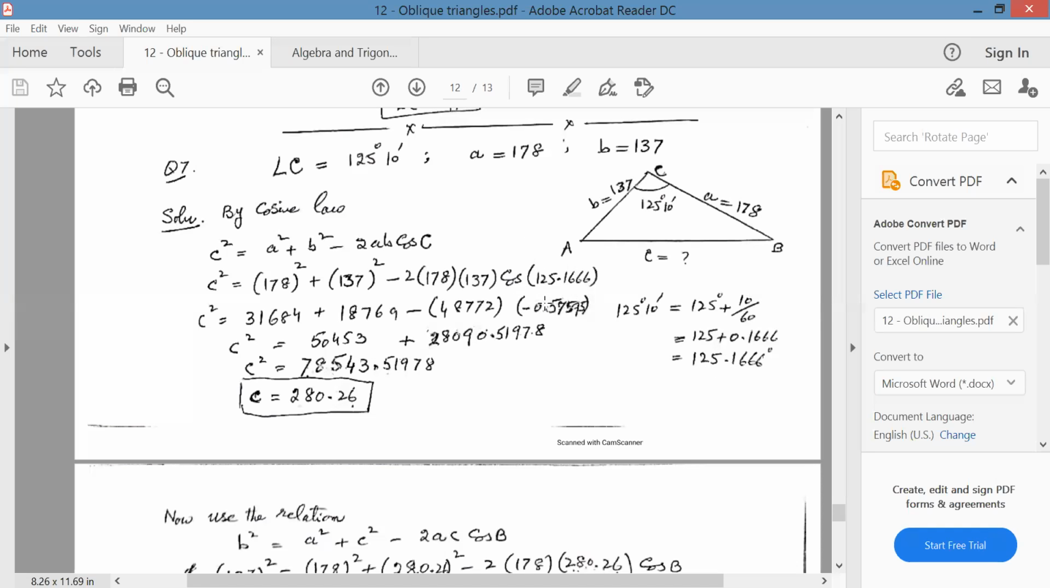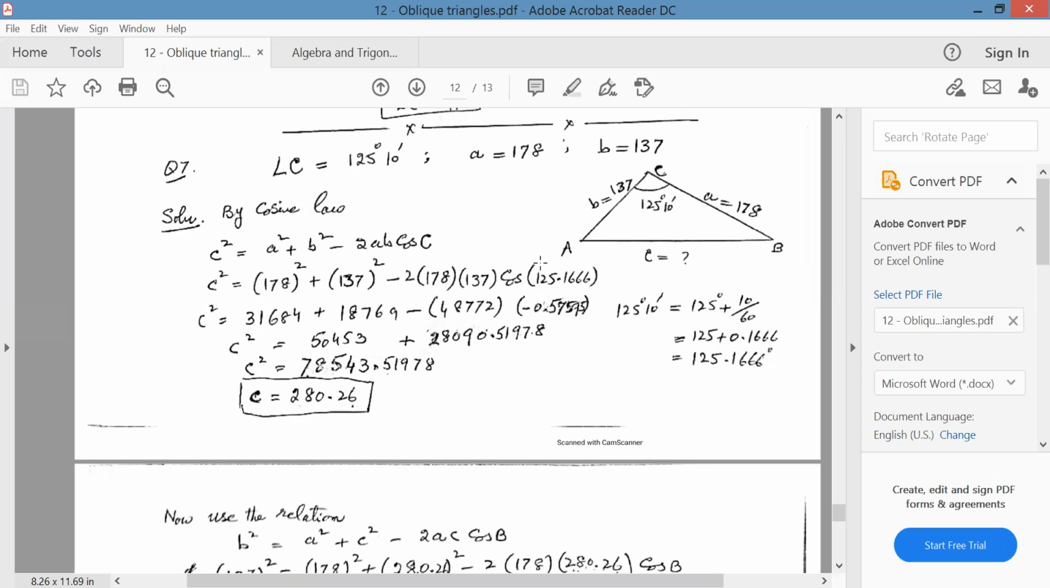The cosine of this angle you take, and the C square as it is. The value of A and B are given. You see, A is 178, B is 137. Insert the values in the formula. Take their squares. Square of 178 is 31684. Square of 136 is 18769. Multiply these two sides and then multiply it with 2. The answer is coming to be 48772.